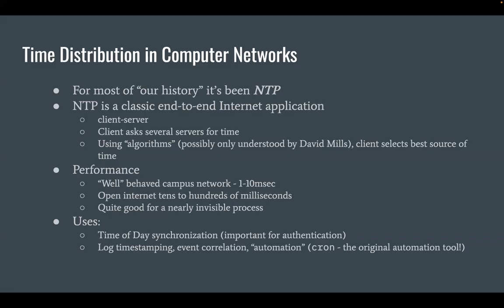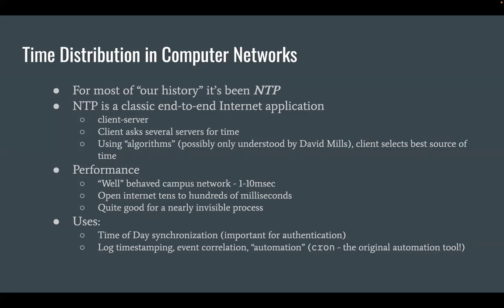In what I'll call well-behaved campus networks, which most of us run, you can achieve accuracy on the order of 1 to 10 milliseconds of agreement between the requesting host and the server. And what I mean by well-behaved is networks that are not congested and don't tend to have a lot of dropped traffic or high jitter. If you're querying time servers on the open internet, that tends to make the performance a little worse, and you could see accuracy on the order of tens to hundreds of milliseconds.